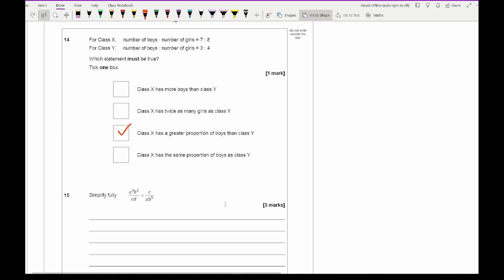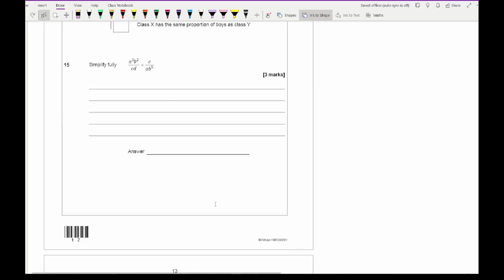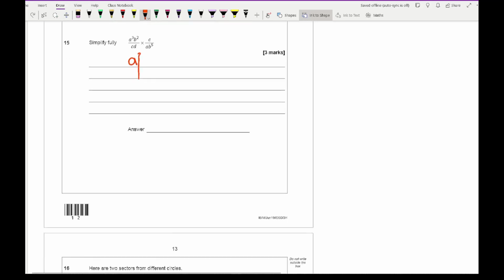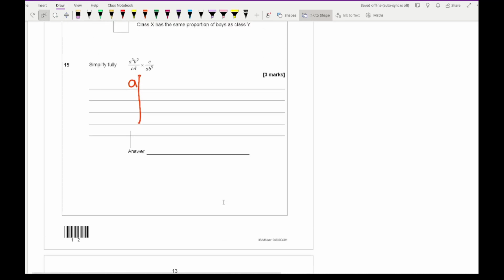Moving on to question 15, so this is looking at simplifying expressions. When we're multiplying fractions, all we've got to do is join the numerators together, join the denominators together. So here I've got a cubed b squared c all over c d a b to the power of 5. Now the letters are in a different order, but again it shouldn't really make a difference.